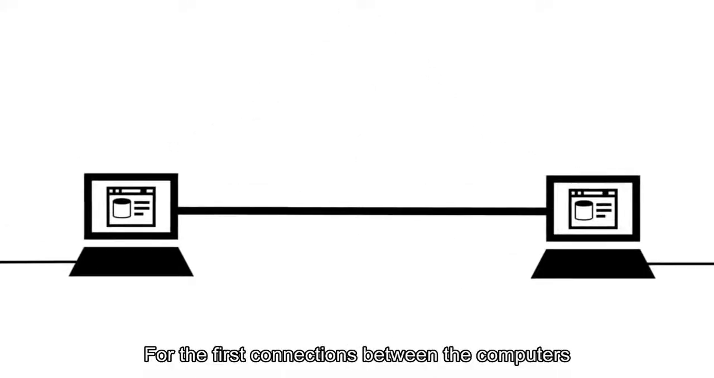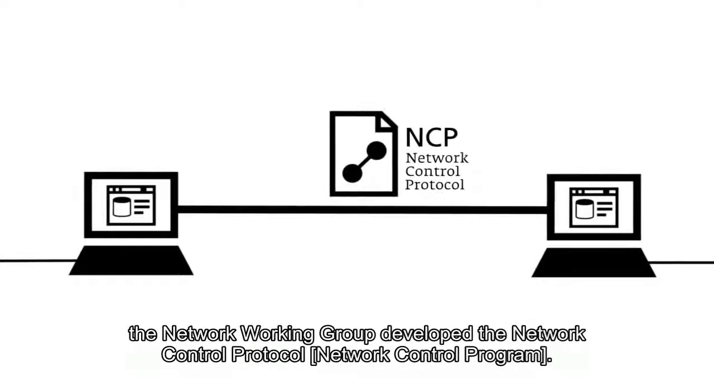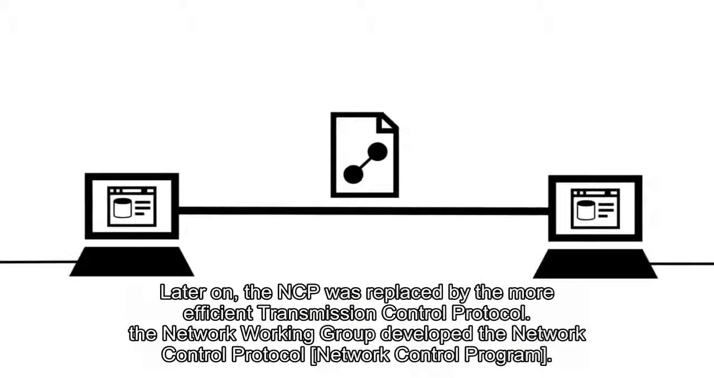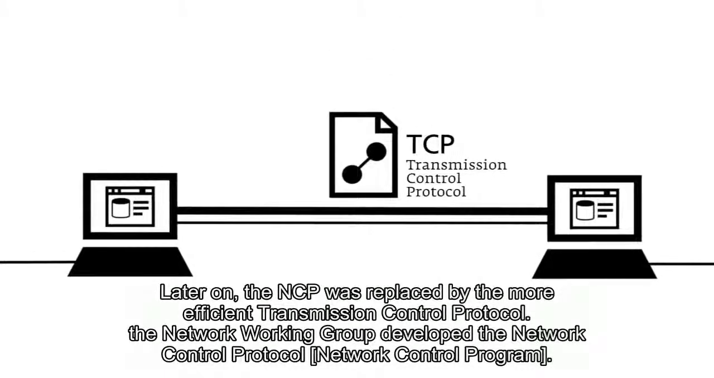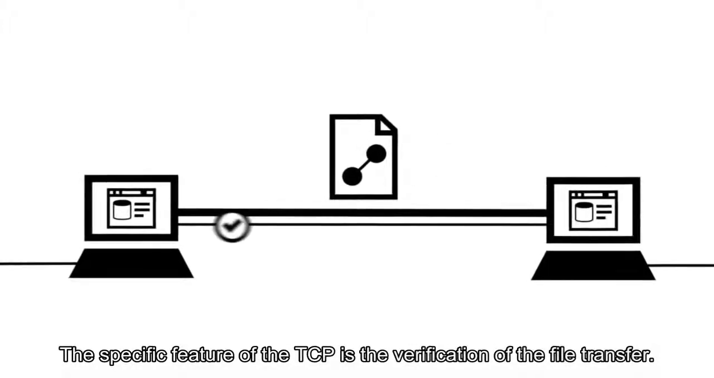For the first connections between the computers, the Network Working Group developed the Network Control Protocol. Later on, the NCP was replaced by the more efficient Transmission Control Protocol. The specific feature of the TCP is the verification of the file transfer.